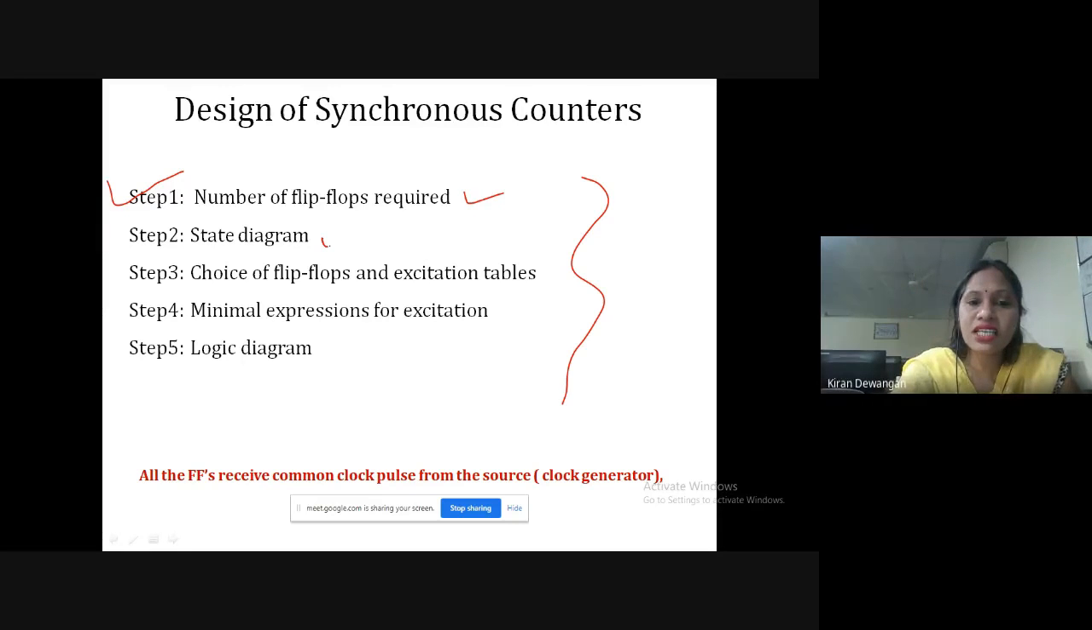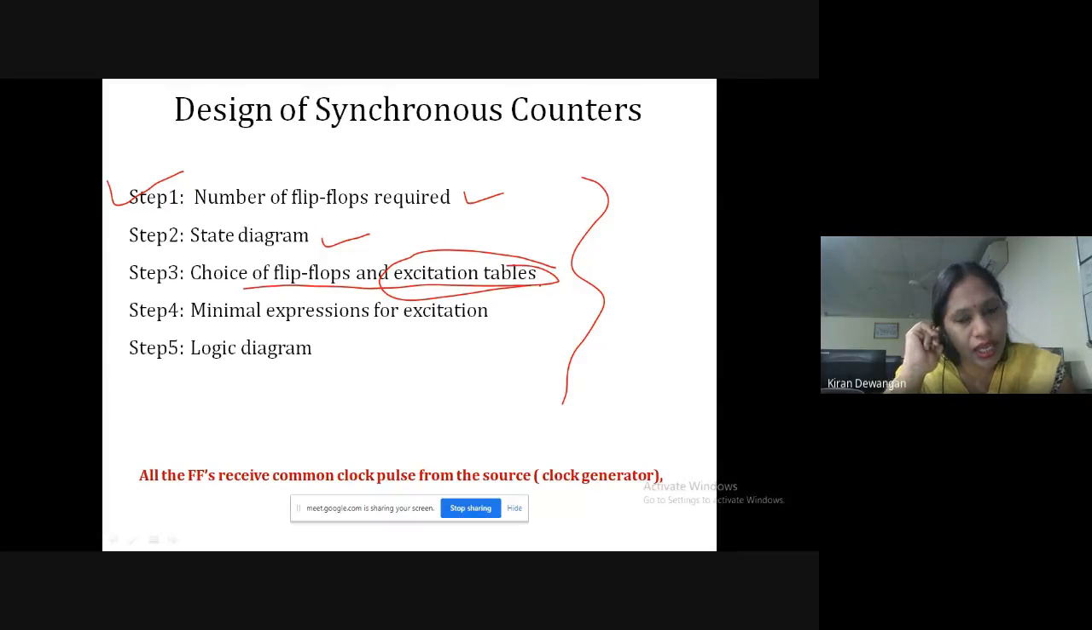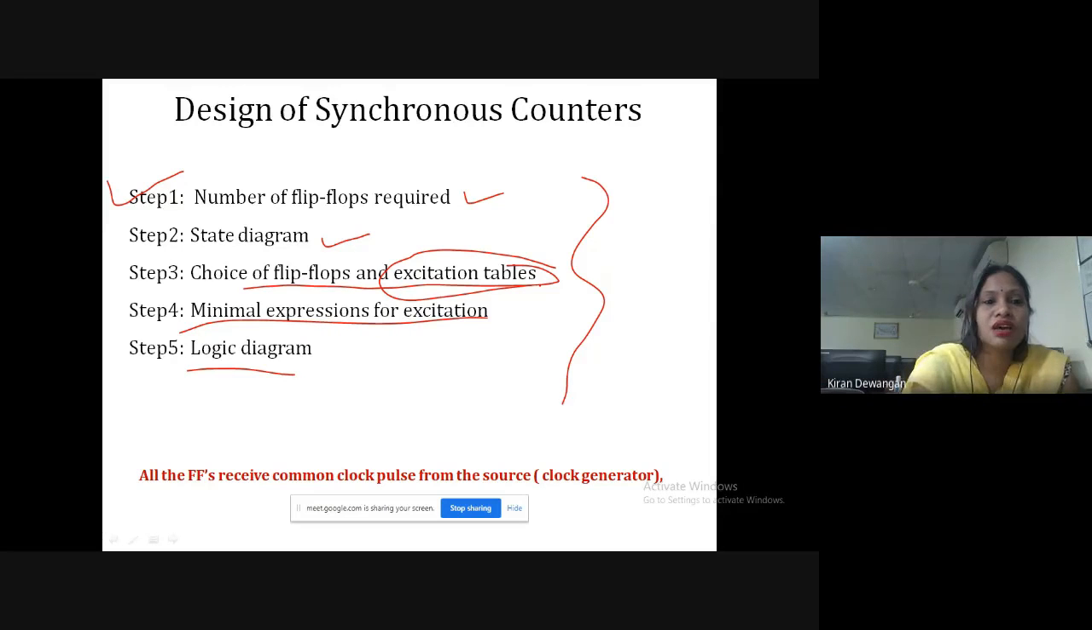Now next is a state diagram. Now what is a state diagram? We'll explain it right now. Then the choice of flip-flops and the excitation tables. We have already studied about the excitation tables in the previous classes. Here again, we'll discuss it. Then the minimal expressions for the excitation and the logic diagram. These are the steps for designing the synchronous counter.